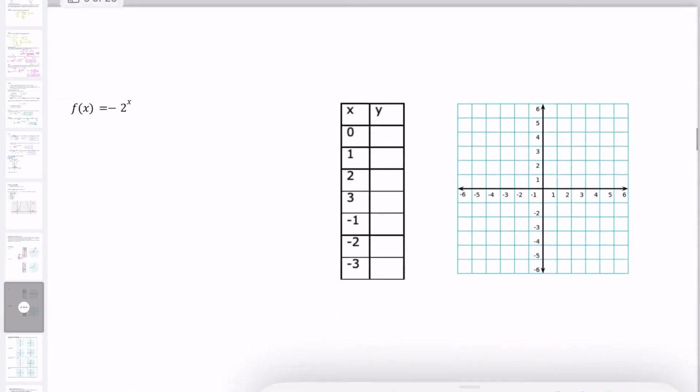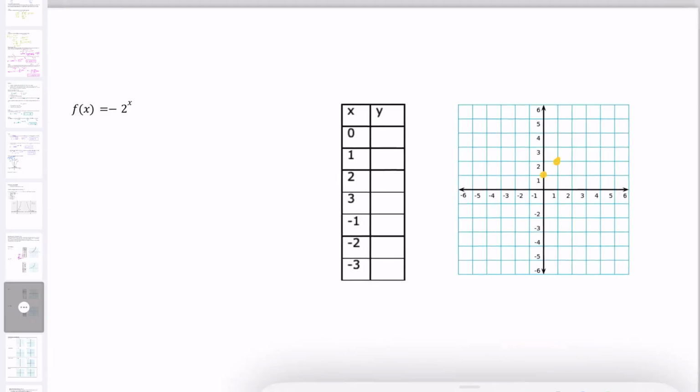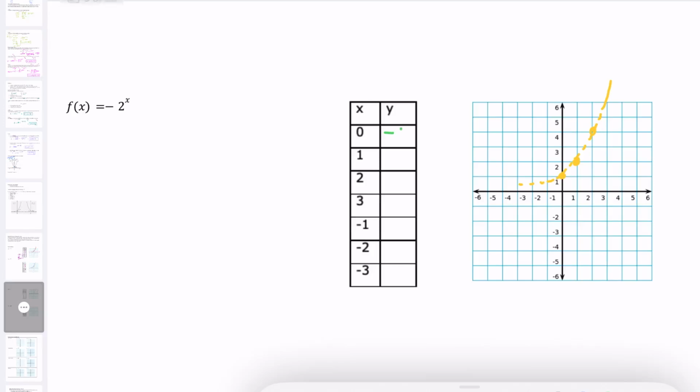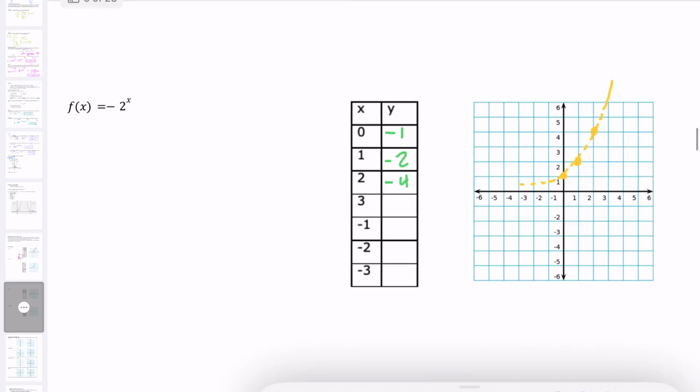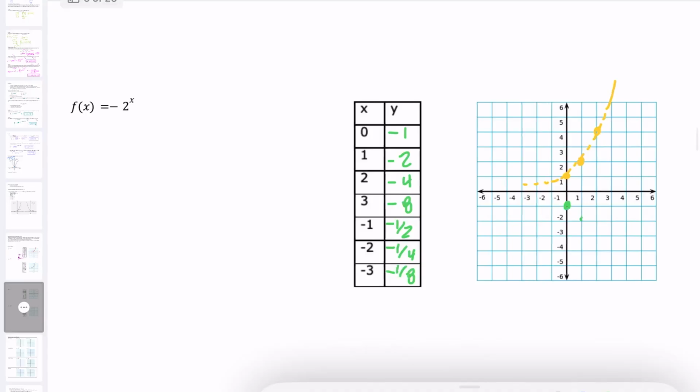On the next page, we're going to find that we reflect. Let me go ahead and draw my parent function. My reflection will show that all of my y values are simply going to be negative. Okay, so that means I'm going to be here and here and here and here and here. Okay, horizontal asymptote is still at 0. Nothing has changed there.